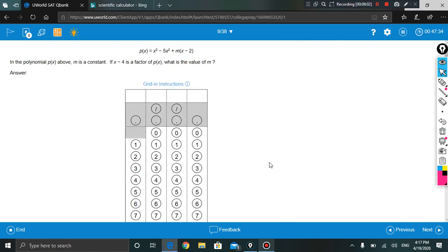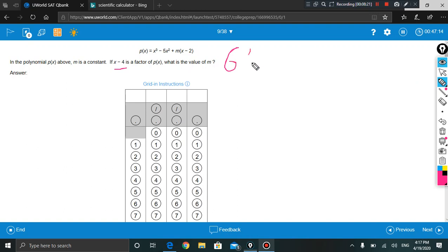Next. Polynomial p of x above, m is a constant. If x minus 4 is a factor, what's that? That question should be easy. If it tells you x minus 4 is a factor, remember the polynomial remainder theorem. It means if we put x as 4, we should get 0. So we put x as 4.